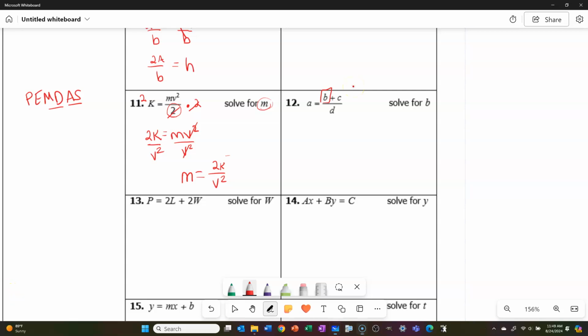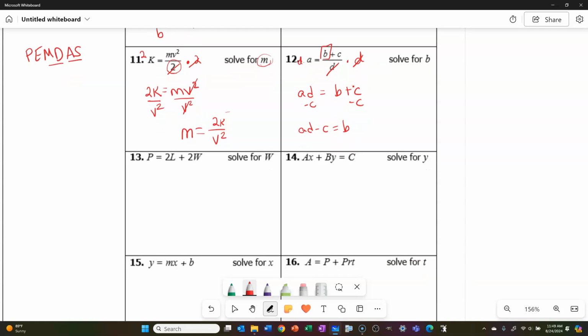So we'll start by multiplying both sides by d to get rid of that. And then it's like that division bar was acting as parentheses. So we have to get rid of that d first. So we have AD, and then we just have the b plus c. So to get rid of the c, we'll subtract c from both sides, and that will give us b by itself, which will be AD minus c.